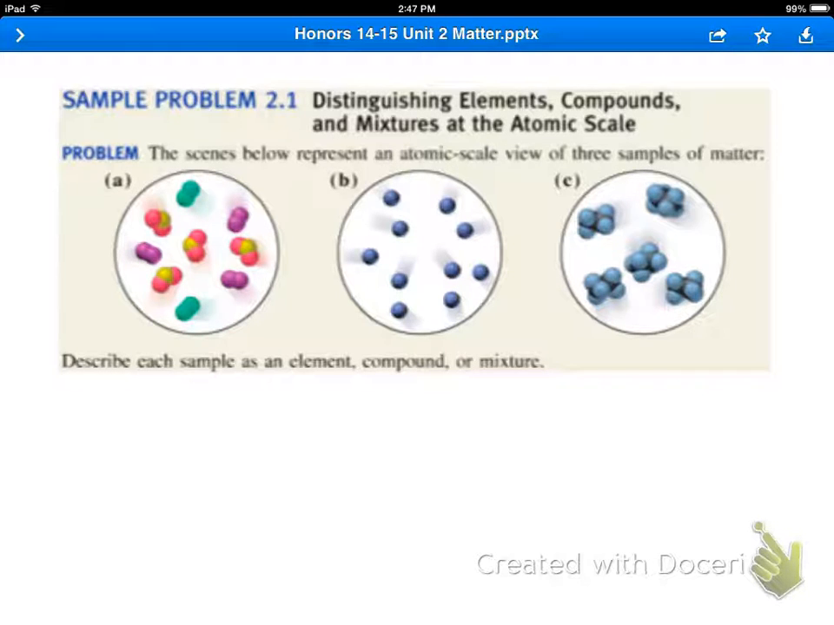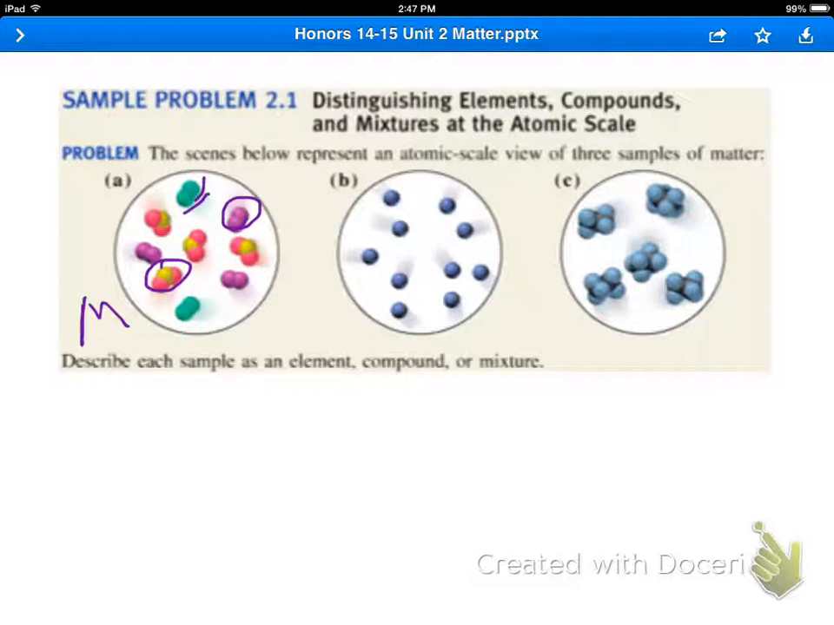Okay. Now in A, this would be a mixture. This guy right here would be an element, and I know that because they have the same type of atom. This would be a compound because there's two different types of atoms. But because I have different stuff in there, it is a mixture. And I can't really tell whether it's going to be homogeneous or heterogeneous because I'm looking at it at the atoms.